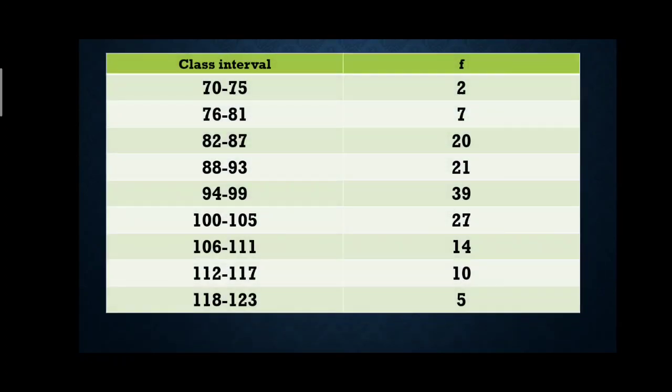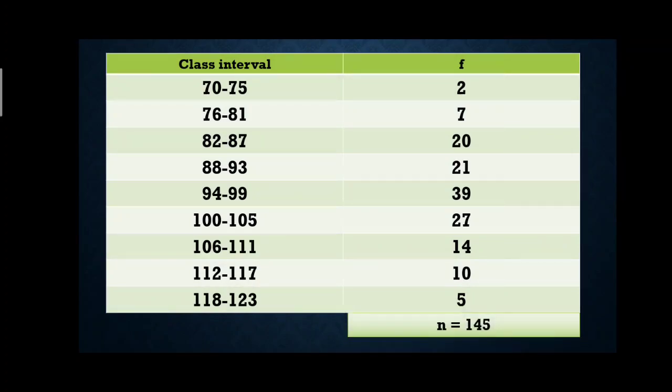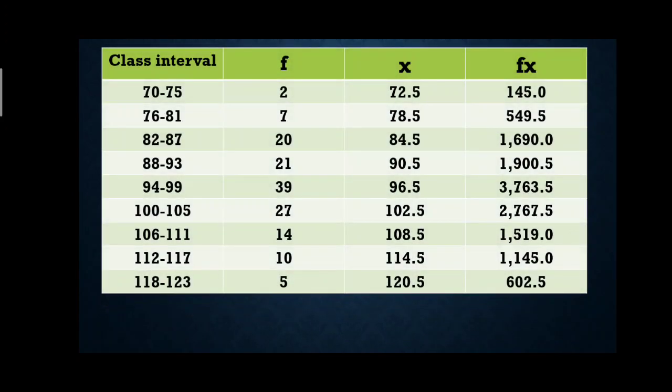So we have the table. Class interval, you have 70 to 75. We have two data under 70 to 75. 76 to 81, you have 7 data. Under 82 to 87, we have 20, and so on. Now, the total number of data, we have 145. So we have f, the frequencies, x is the class mark, then get the f times x. Just multiply the two, f times the x.